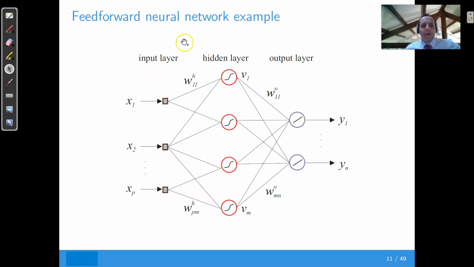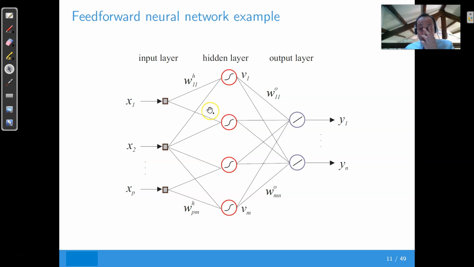In order to simplify our considerations, you can see here that we have one input layer. In this case, the input layer is just like a hub that collects the inputs. So again, we have P, which stands again for patterns. So we have P inputs.